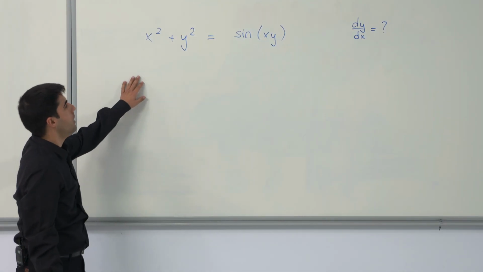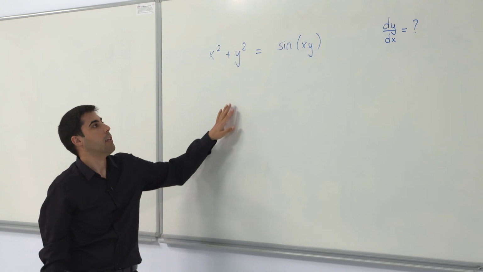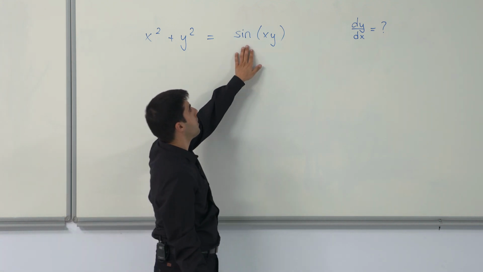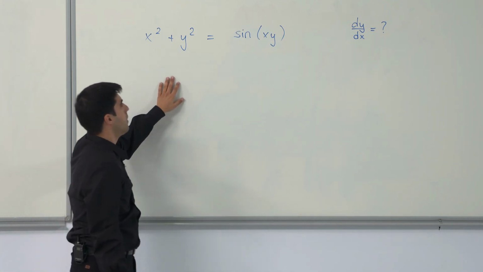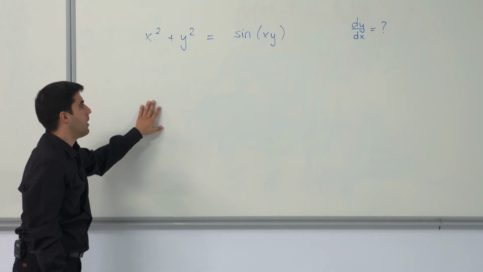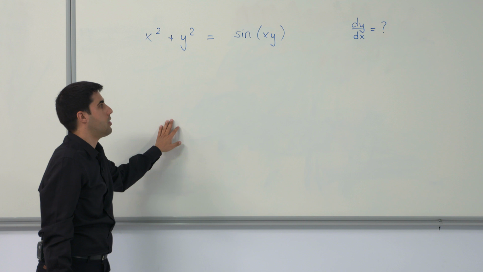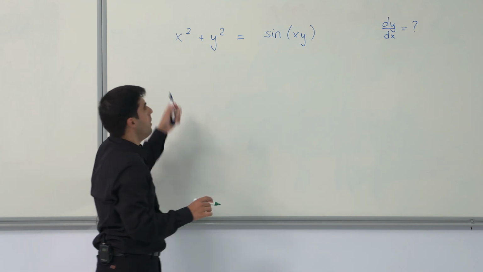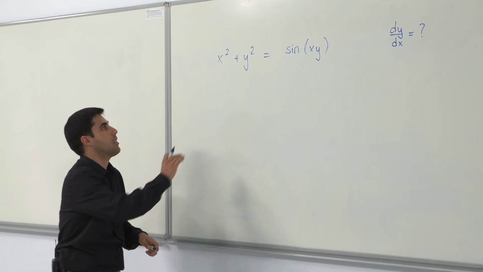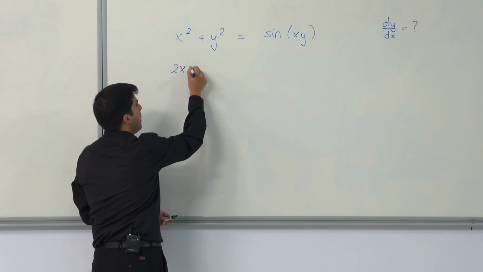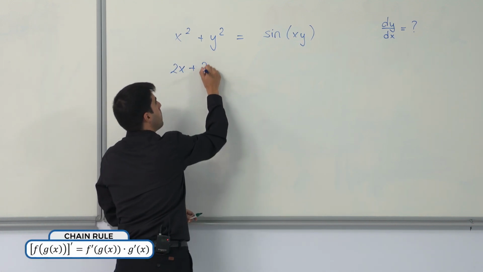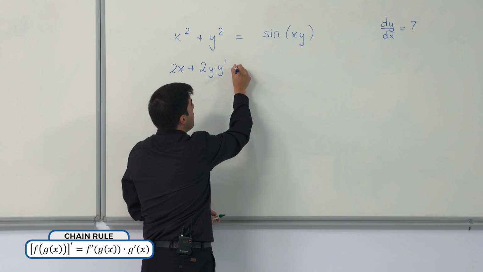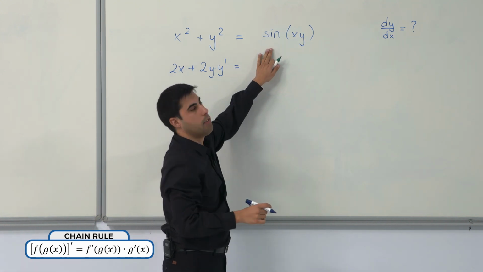Now in this example over here, it's not possible to express y explicitly in terms of x because y appears inside the square over here and also inside the sine function over here. So we cannot express y explicitly. That means we have to use the implicit differentiation if we want to calculate dy over dx. So let's do it. Again, we're going to take the derivative on both sides of the equation. So the derivative of x squared gives us 2x plus the derivative of y squared, remember 2y times y prime, don't forget the y prime from the chain rule, equals, now we have an outside function, sine.